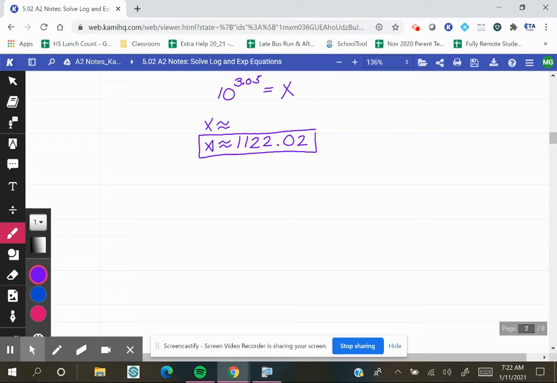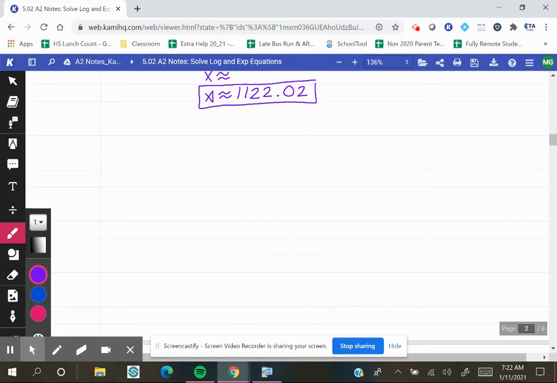All right, so now we're going to just kind of go through a few different problems and have you guys decide which scenario they're in and then actually solve them. So for the next problems that we're going to do, if this cooperates, find x to the nearest hundredth.